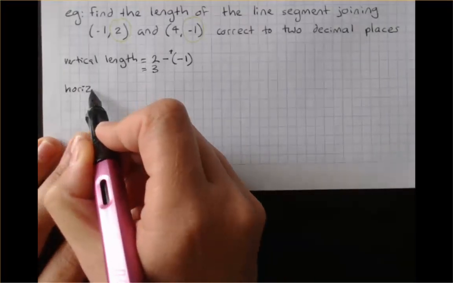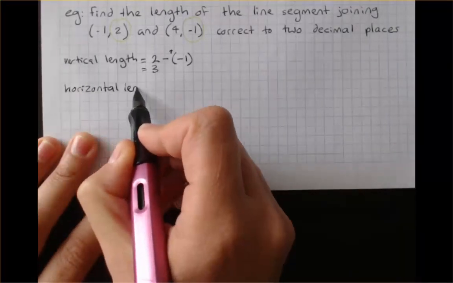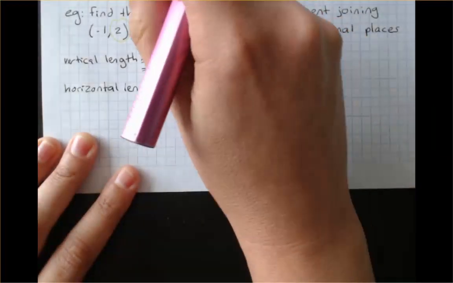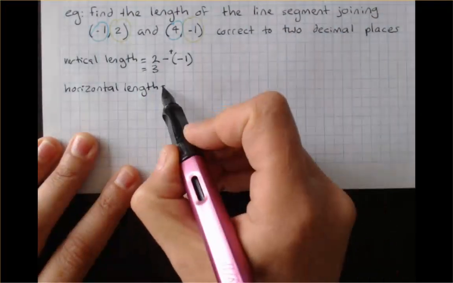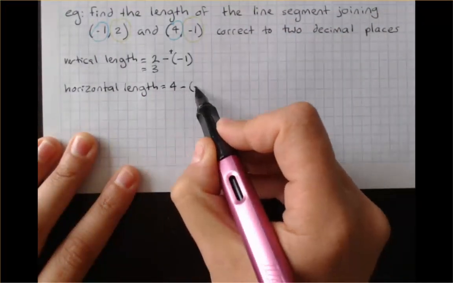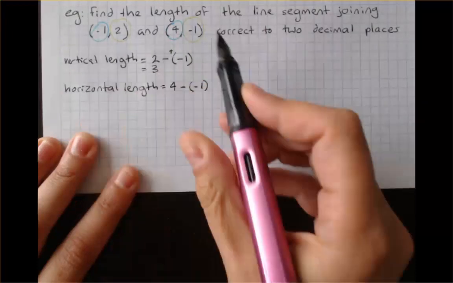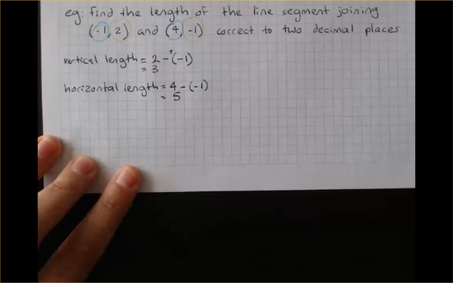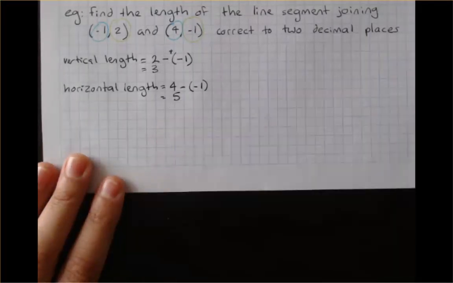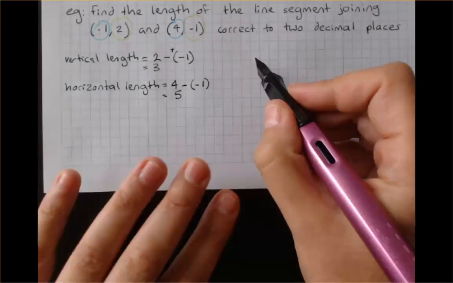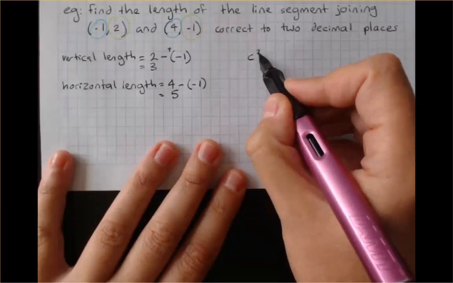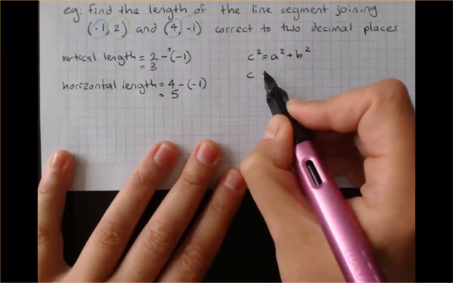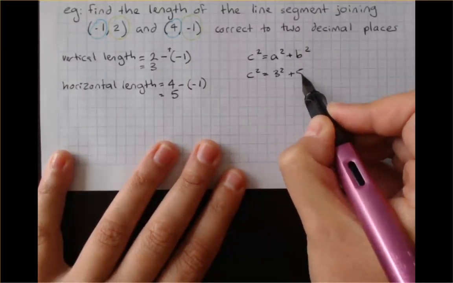Horizontal length. That would be the x values. Largest minus smallest, 4 minus negative 1. It's 4 plus 1, that's 5. So those are the two short sides of a triangle. Then we use Pythagoras' theorem to find the hypotenuse. C squared equals A squared plus B squared. These two are A and B. 3 squared plus 5 squared.